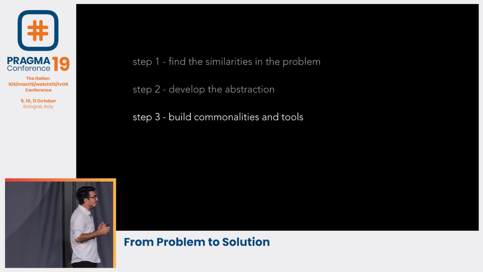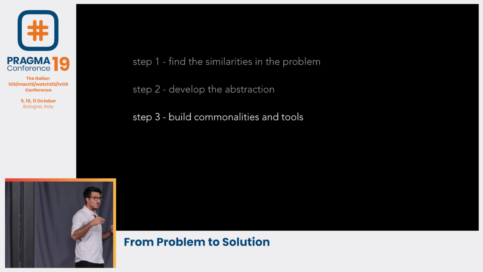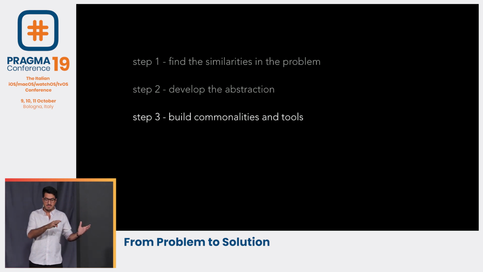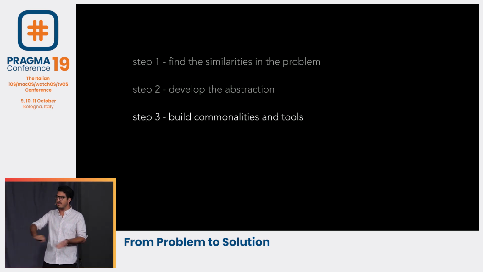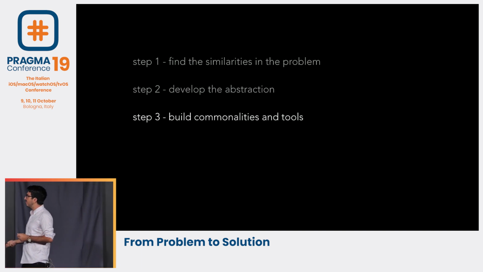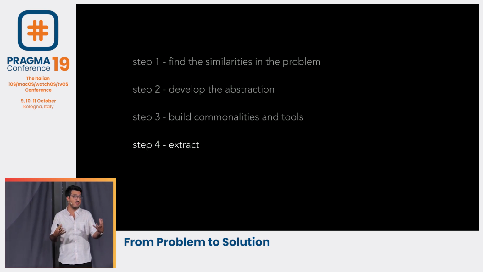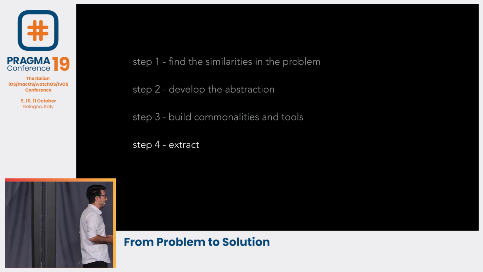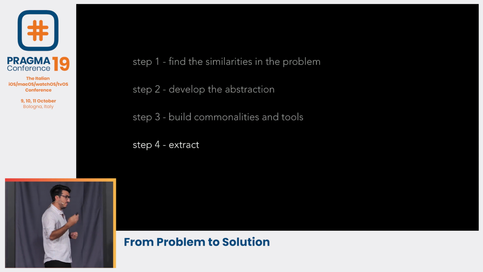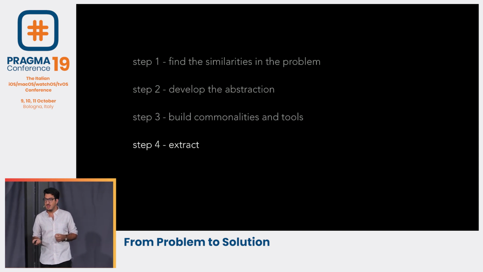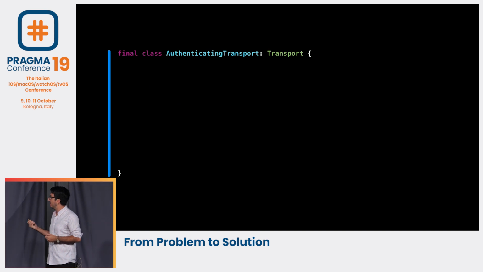Cool. So those are some of the tools that can help us in this process. We want to build some of those to make sure that as we build everything else, our road is kind of smooth for us. After we've built the various tools that we need, it's time to actually do the work of extracting the things that we talked about. So one of those responsibilities was the authentication. We want to be able to put that into a transport. So we have an authenticating transport.